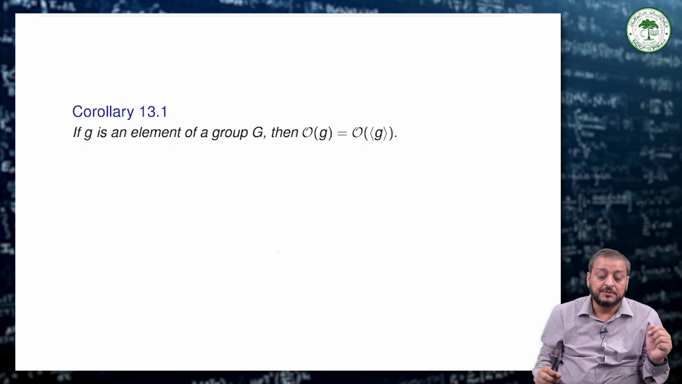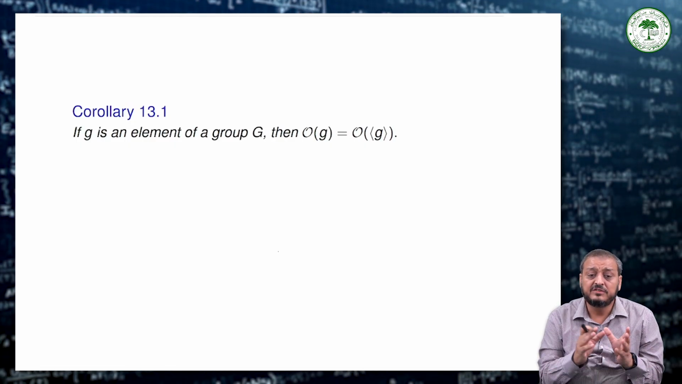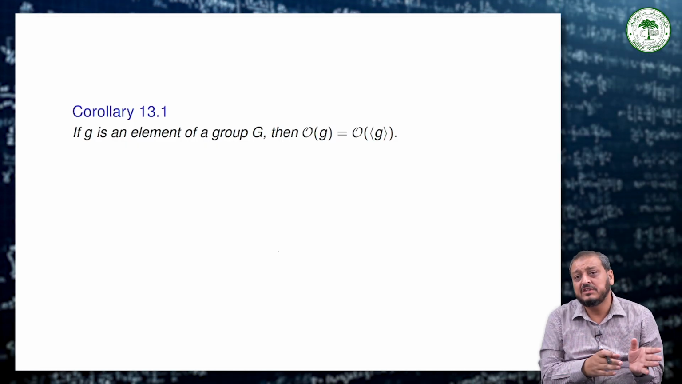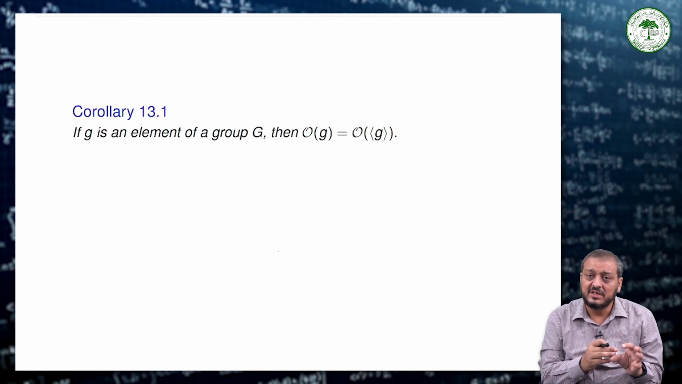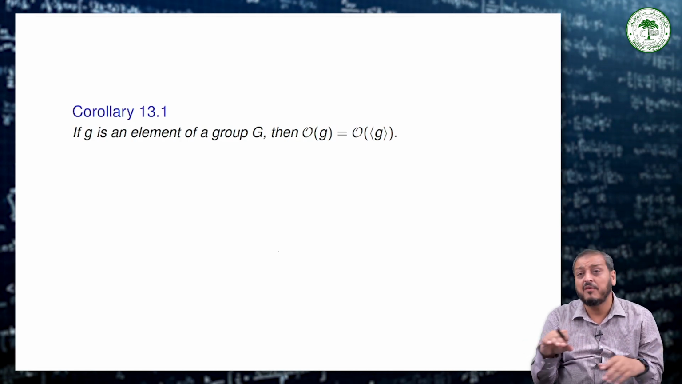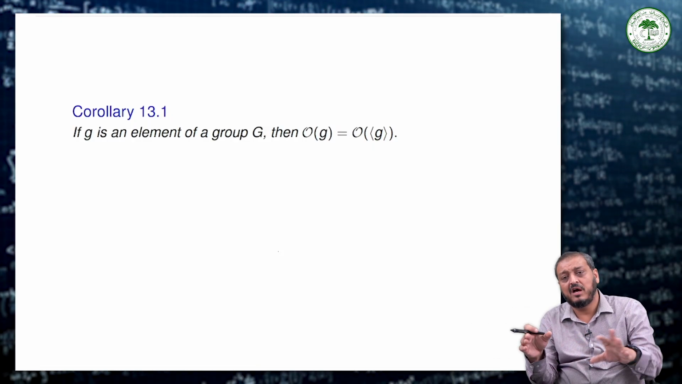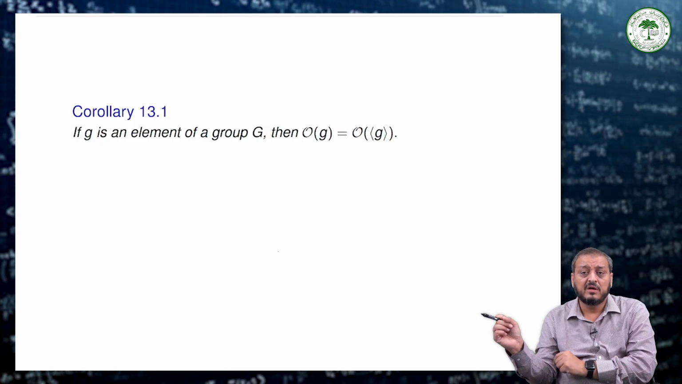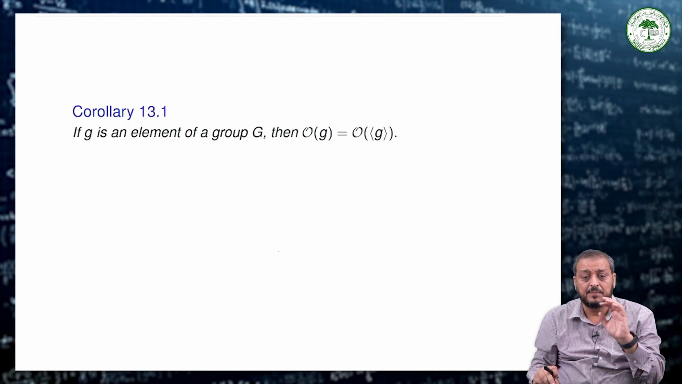So now we have this corollary from this. If g is an element of a group G, then the order of g is the same as the order of a generator of g. We have previously proved that the order of g and the order of g inverse are the same, but now we have to say that the order of g and the order of the generator of this cyclic group are also the same.